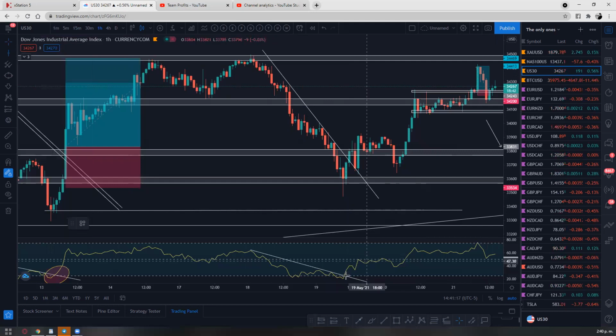Right here, the RSI is giving me the breakout. So if I go up, this is the candle that is telling me I'm going to break above, when the price is still below the trend line. So it's giving me a signal right there. This is on a 1 hour time frame.